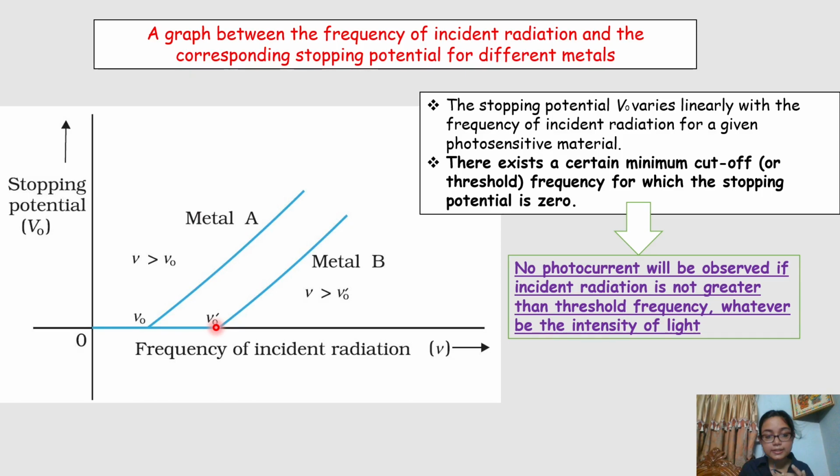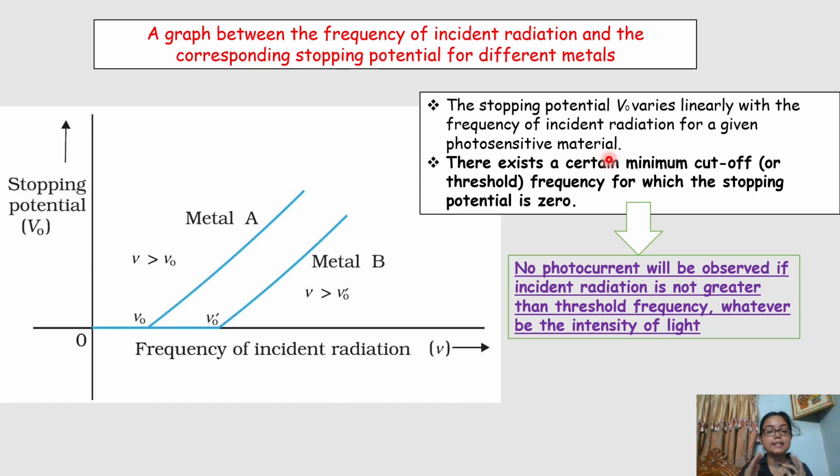That means there exists a certain minimum cutoff frequency for each photosensitive material. That means there will be no photocurrent observed if the incident radiation frequency is not greater than the threshold frequency, whatever be the intensity of the light. That is, it is independent of the intensity of light.